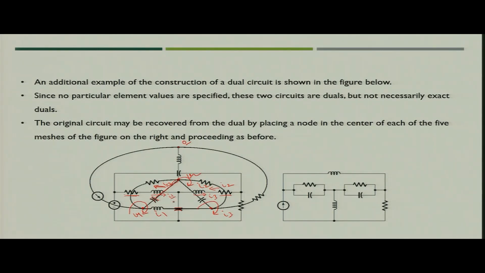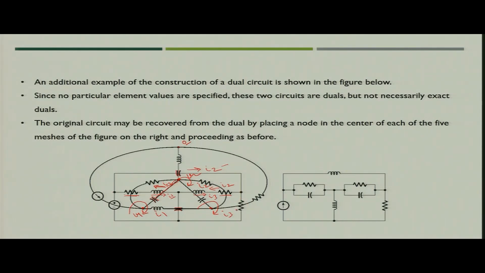Now, next we are left with the capacitance between this side and this side of the circuit. Which current is flowing here? If you see, this has only current I2. It means that the dual of capacitance, that is inductance, would be connected between node 2 and the reference node only. So, we have covered all the elements of this segment.